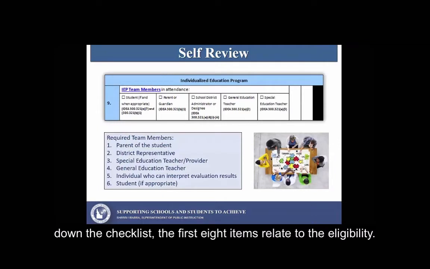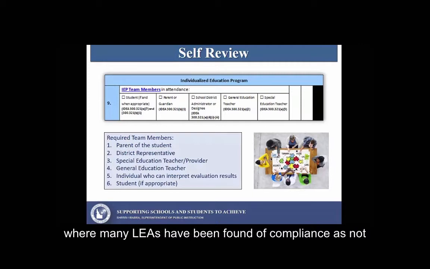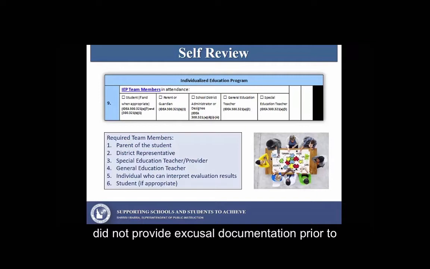As you move down the checklist, the first 8 items relate to the eligibility. Item 9 brings us to the IEP. The first question is team members. This is an area where many LEAs have been found out of compliance, as not all team members were in attendance for the meeting and or did not provide excusal documentation prior to the meeting.